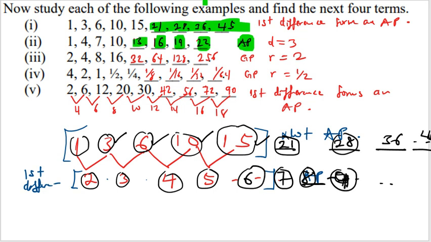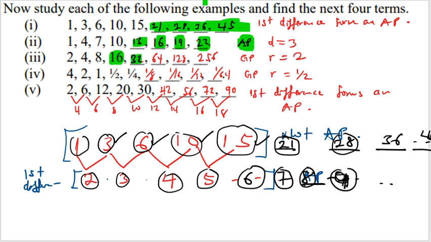But when I divide, 4 divided by 2 will give me 2. 8 divided by 4 is 2. 16 divided by 8 is 2. And so on. So you realize that when you multiply 2 by any preceding term, you are going to get the next term. So to get the next term, multiply 16 by 2 and you will get 32. Multiply 32 by 2, 64. Multiply by 2, 128, and so on.